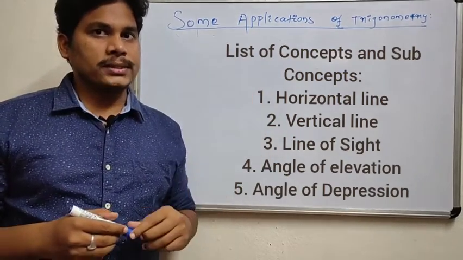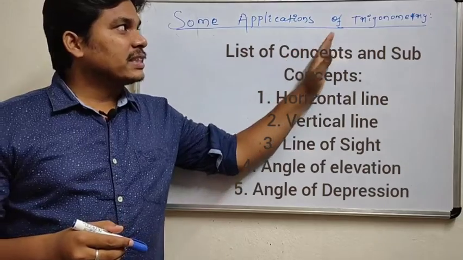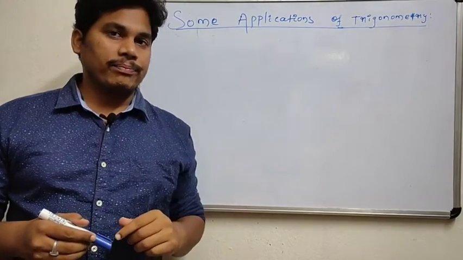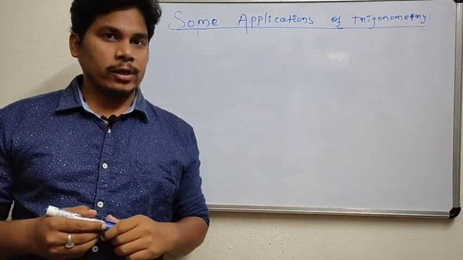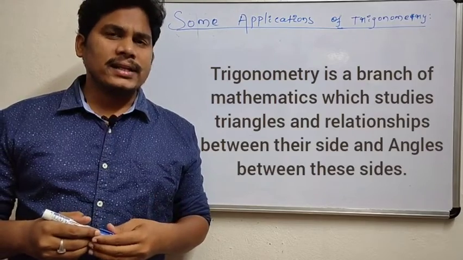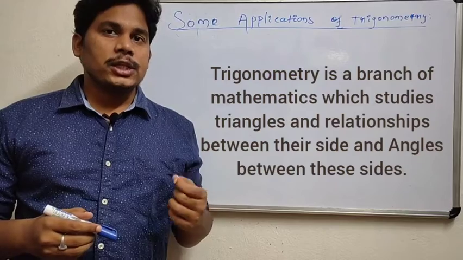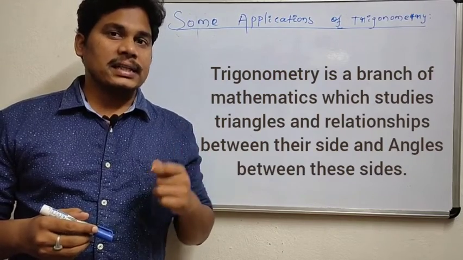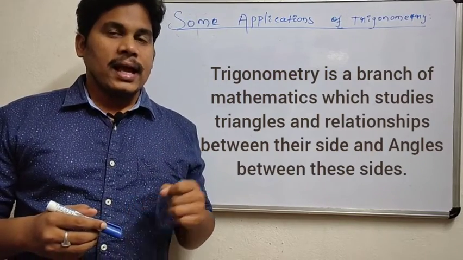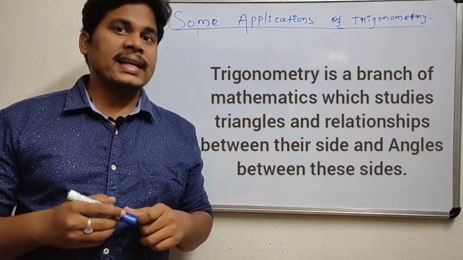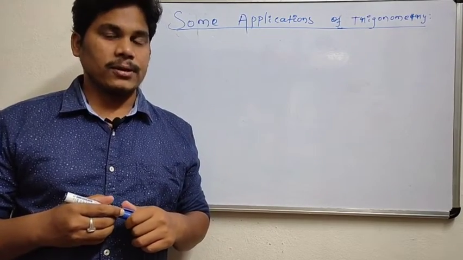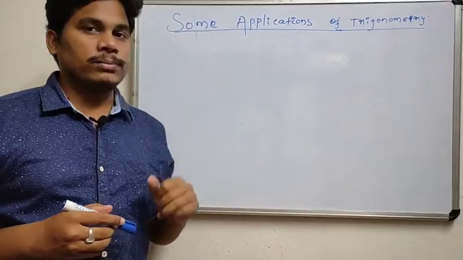Before going to the concepts, first I will just recall the idea about trigonometry. What is trigonometry? Trigonometry is a branch of mathematics which deals with the study of triangles, mainly right triangles, and the relationship between the sides and angles. And second is the ratios of trigonometry.